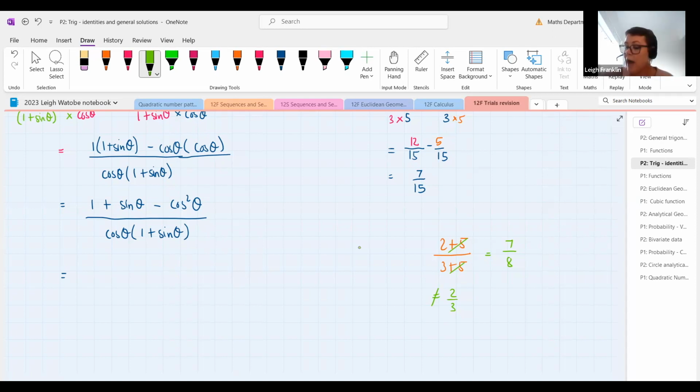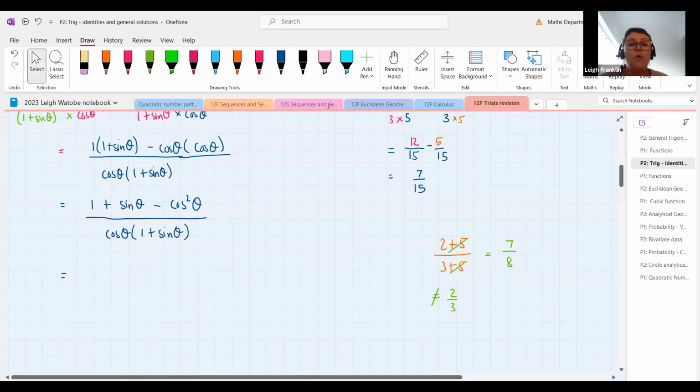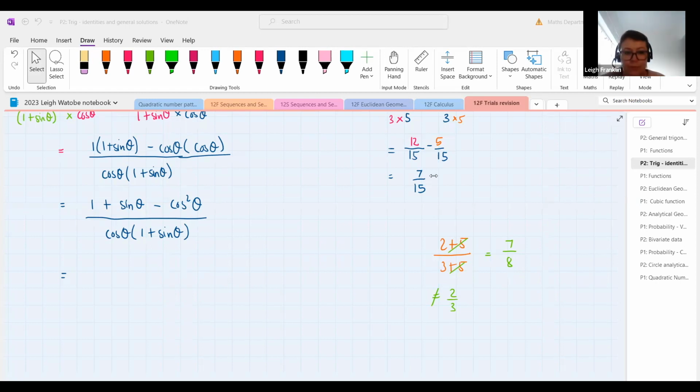Okay, so what are our ideas? Because we've already got factors at the bottom. We've got the cos theta multiplied by 1 plus sine theta. At the top, the numerator is the problem here because that's where our terms are. So what are the ideas, guys? What can we do at the top? Is there an identity that we can apply before we factorize? Okay, so Lebegang says we can use cos squared theta as 1 minus sine squared theta. I agree, we can do that.